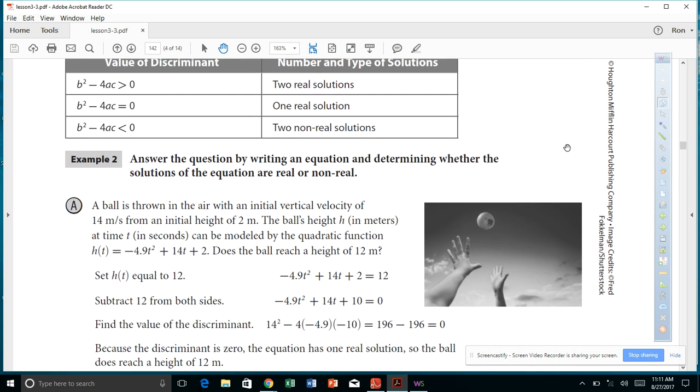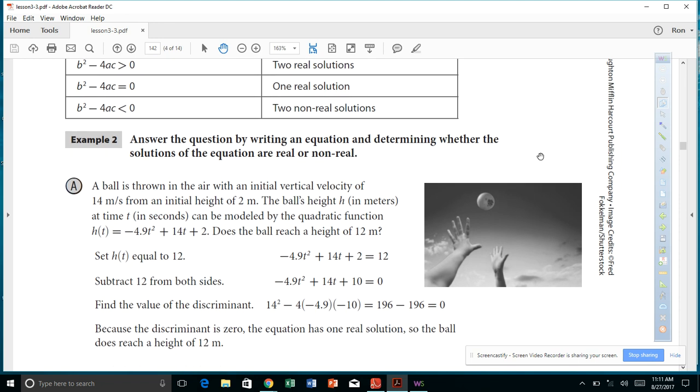If b squared minus 4ac is greater than 0, you get 2 real solutions. If b squared minus 4ac equals 0, you get 1 real solution. And if b squared minus 4ac is less than 0, you get 2 non-real solutions.